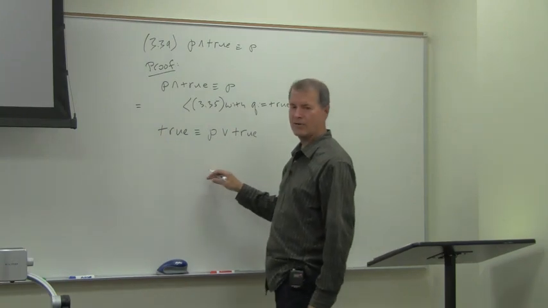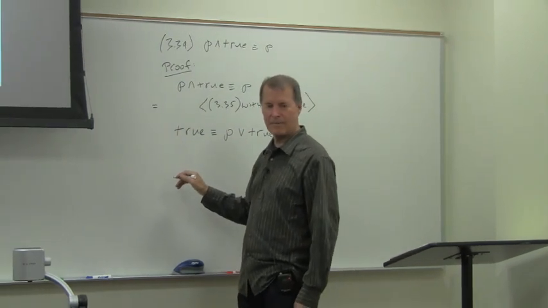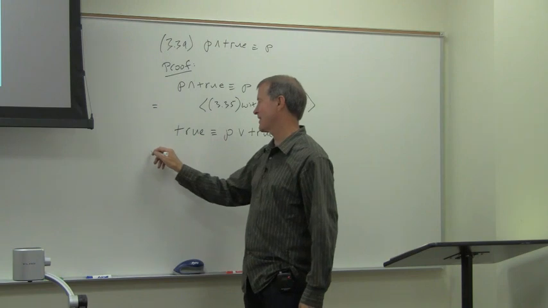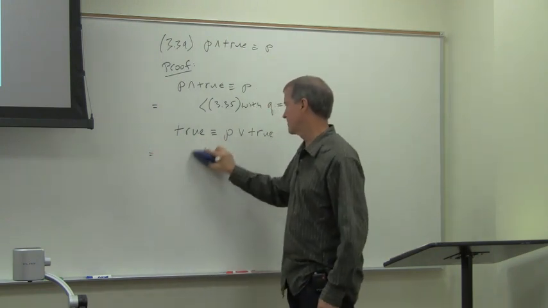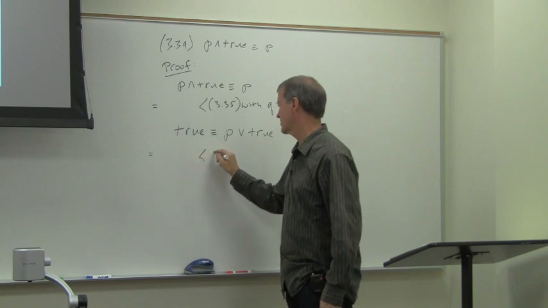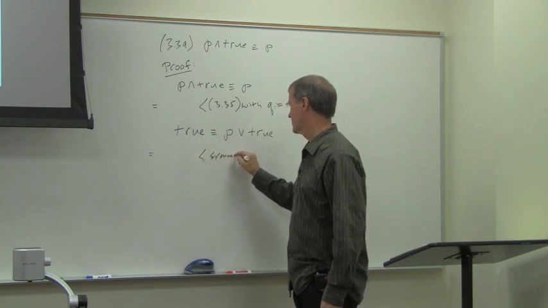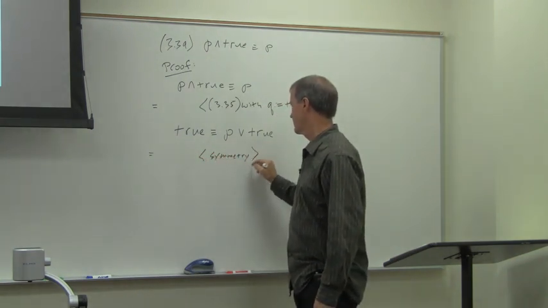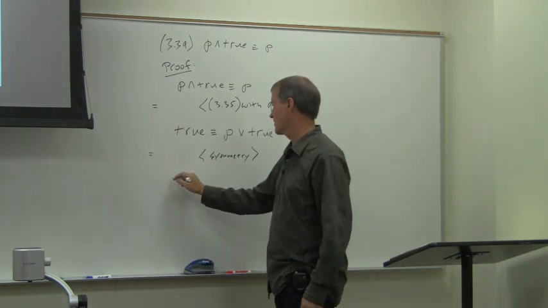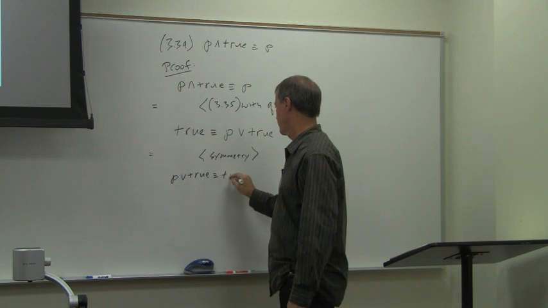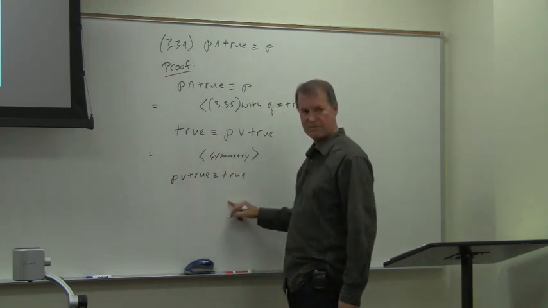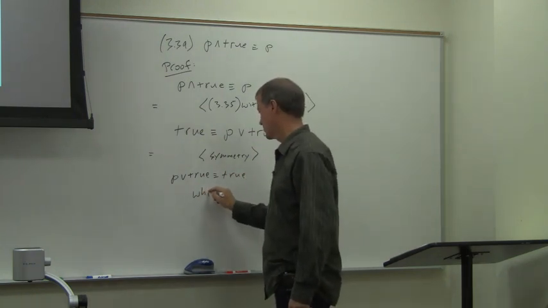So you want to flip it around? Do you really need to go back? Well, let's flip it around just for fun. How do we flip it? Symmetricize. By symmetry. And so what are we going to make it? P or true equals true, and now what do we say? We cite it.